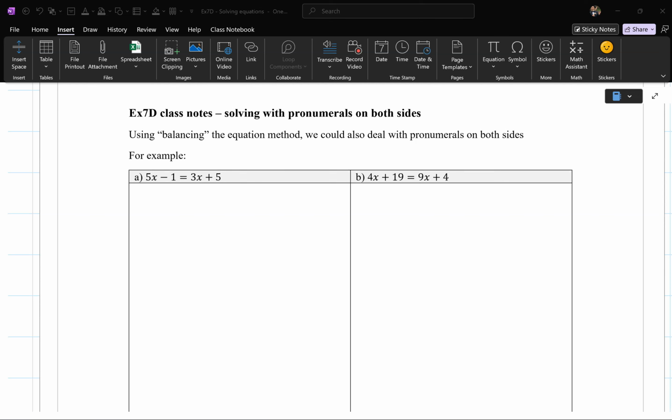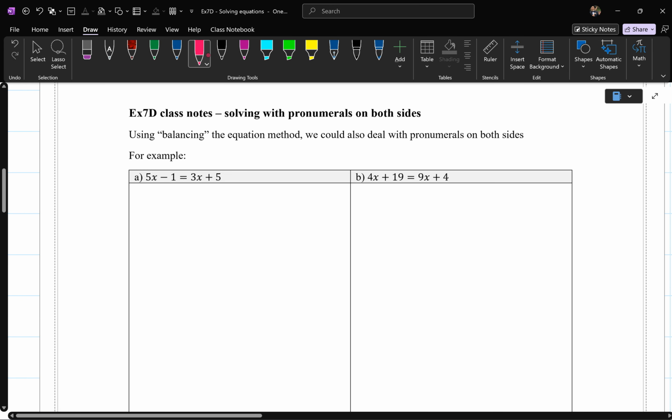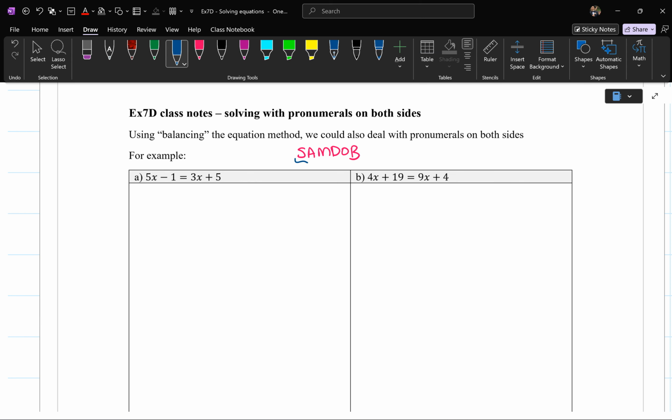All right, so today's lesson is very much building on from what you learned from 7B and 7C. We still use balancing the equation, which means you still need to know SAM-dub. This is the order that you're going to focus on getting rid of problems. So subtraction, addition first, get rid of those first before multiplication, division. That's second, and any brackets you do last.